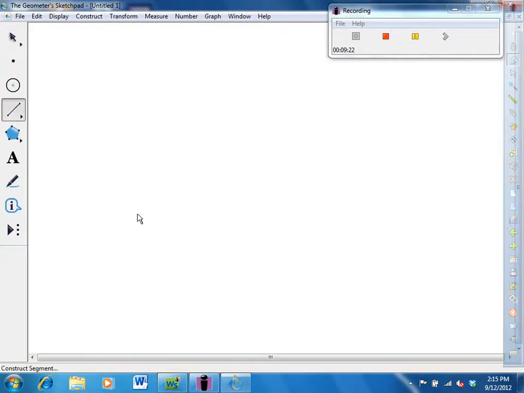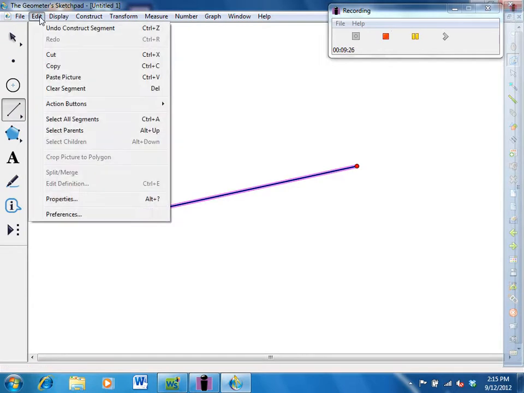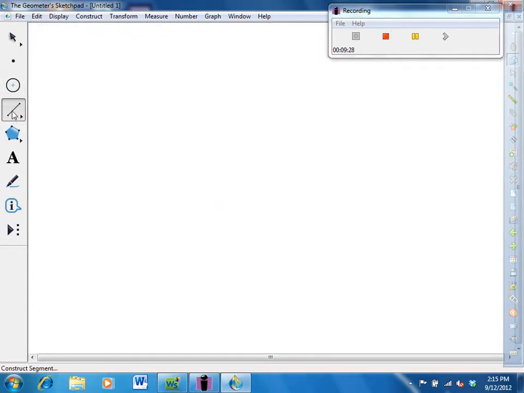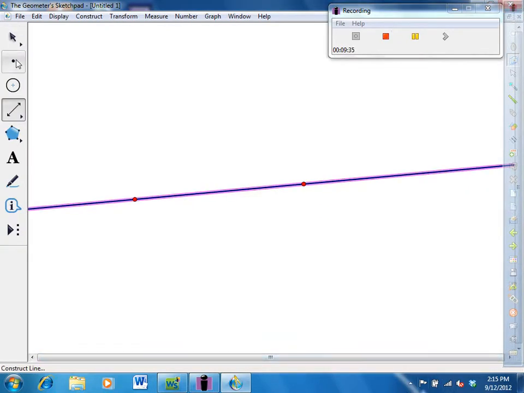So here's a line. That's not a line. I used the segment tool, so I have to edit, undo that. I'm trying to show you some of the mistakes you might make. This is the line tool, so I'm going to construct a line. Then they ask you to construct a point. First they want you to label those points A, B, and C.